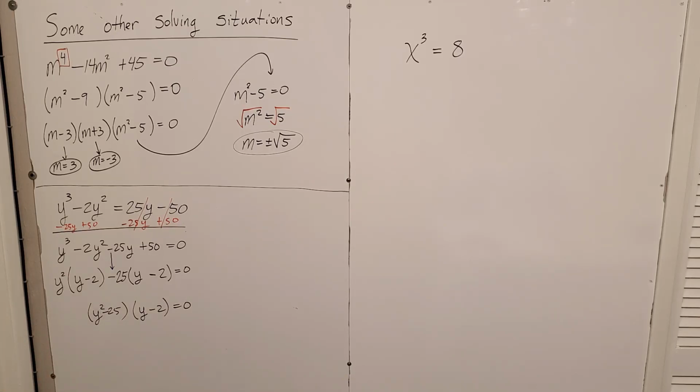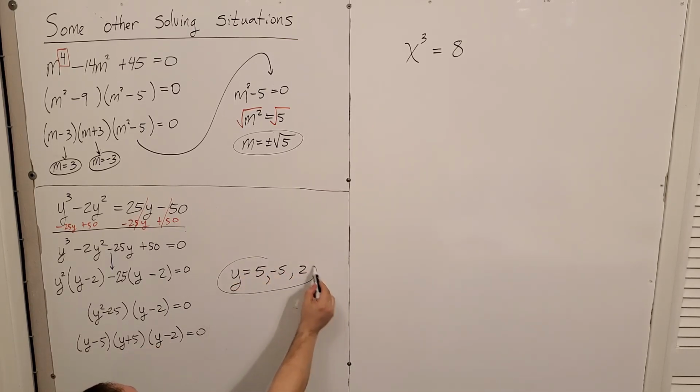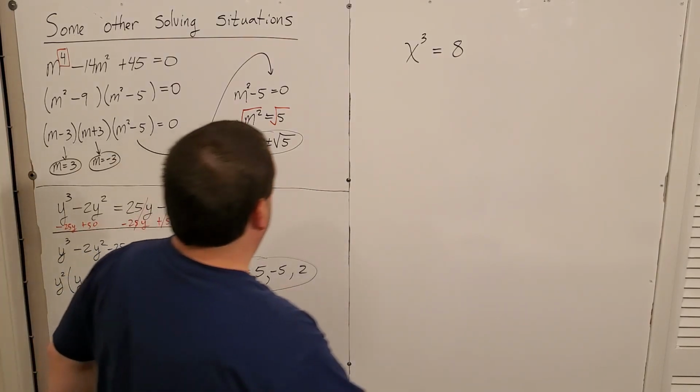That's a difference of squares. So I've got y minus 5 times y plus 5 times y minus 2. And look, each one is linear now, and they're all multiplied, and it's equal to 0, which means I can split it up. So what 3 answers did I just get? I got y is equal to 5, negative 5, and positive 2. Again, notice it's 3 answers, and I started with a y cubed.